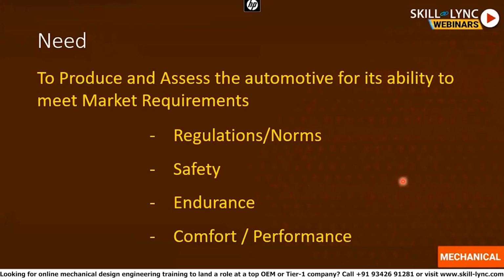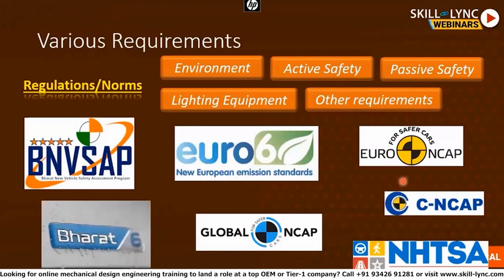So basically, four things you need to consider. That is the reason for planning for the design and validation stage. One is the regulations and the norms followed in a country where you are going to sell the car. Second is the safety features of the car. Third is endurance of the car. Fourth is the comfort and performance of the car. Just giving a glance on each of these elements.